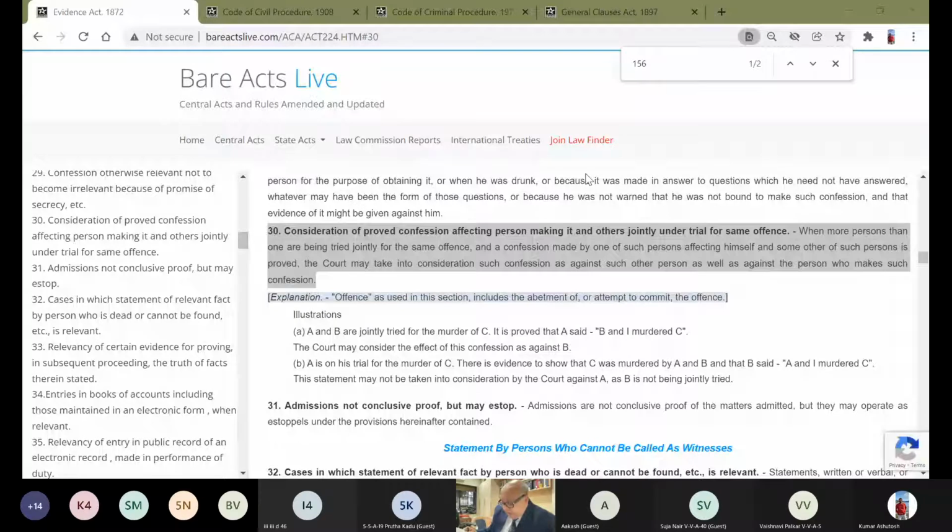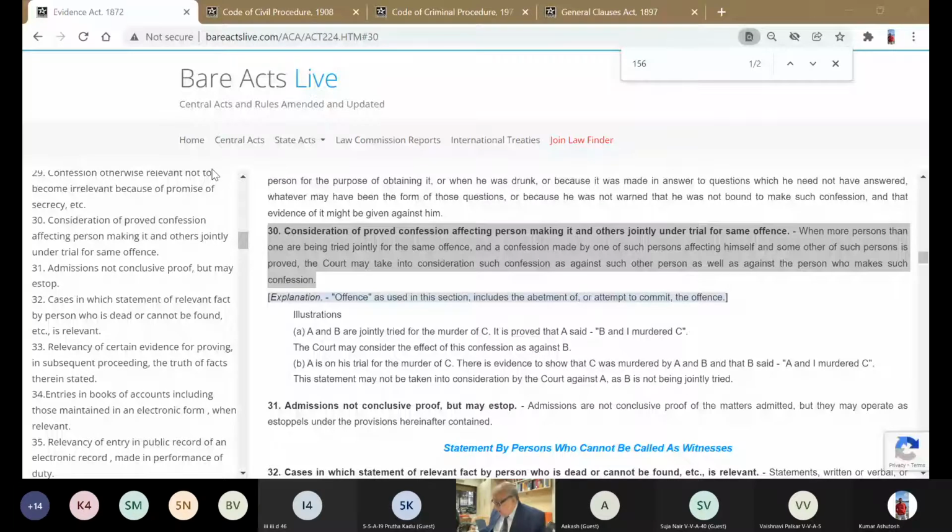A, on his trial for the murder of C, there is evidence to show that C was murdered by A and B, and B said: B and I murdered C. This statement may not be taken into consideration against A. B is not being jointly tried, it is a separate trial. So this is not admissible. So you should know the meaning of a joint trial, reading section 223 of the CrPC, and when a person is an accomplice, reading the provisions of 306 of the CrPC, tender of pardon to accomplice.